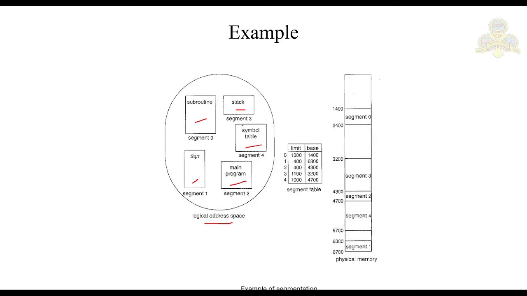Now in the segment table, how your values would actually be present is, as you can see here, we have segment numbers 0 through 4. So you can see the segment table has 0 to 4.